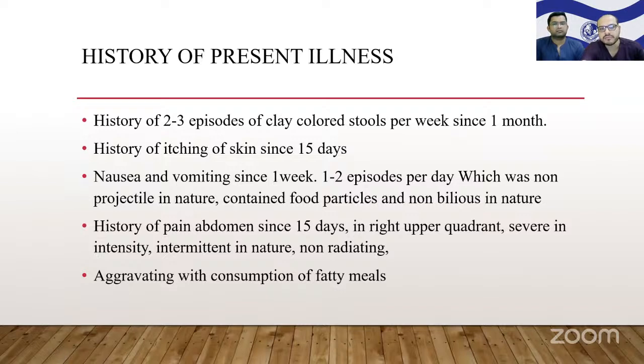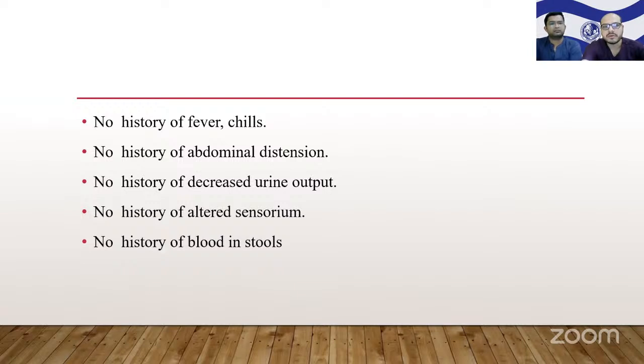There was history of pain abdomen since 15 days. It was more in the right upper quadrant, severe in intensity, intermittent in nature, and non-radiating. It aggravated with consumption of fatty meals. There was no history of fever, chills, no history of abdominal distension, no history of decreased urine output, no history of altered sensorium, or no history suggestive of blood in stools.